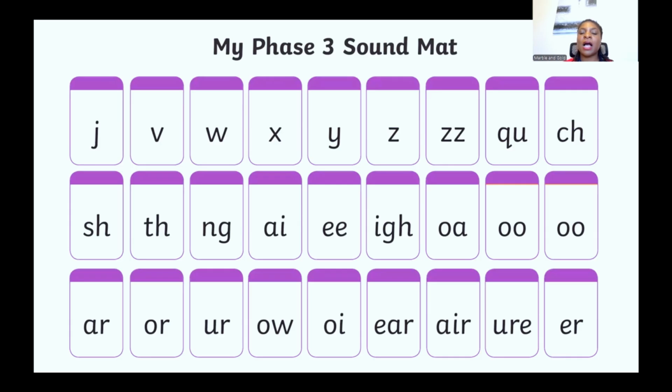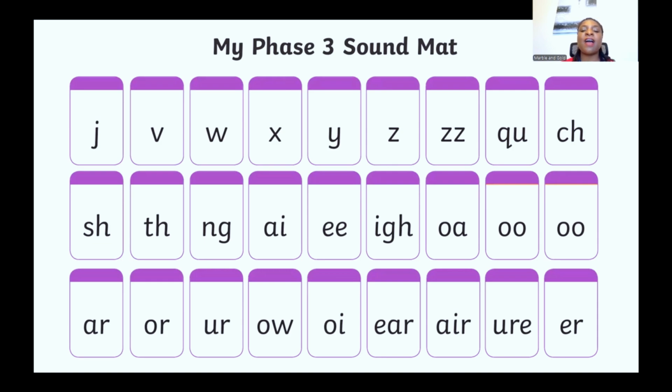So digraphs are where you have two letters that make one sound. For instance, the ch, the sh, the ng, the ee. Okay, so these are two letters that make one sound, and they're called digraphs. So this is where you begin to introduce slightly complex sounds.